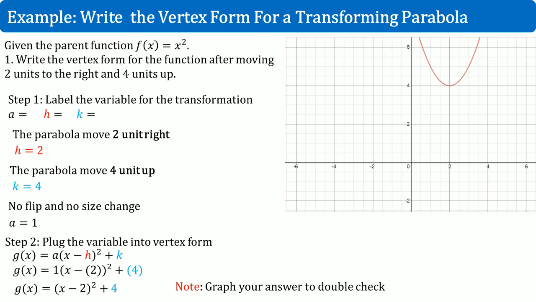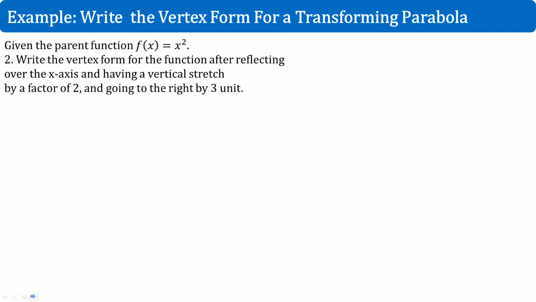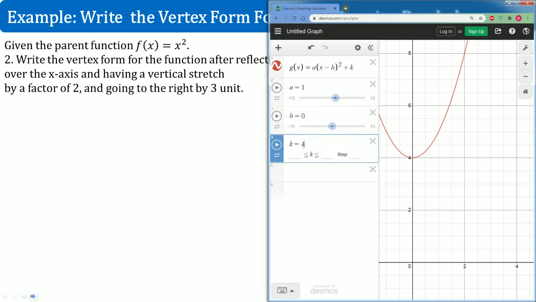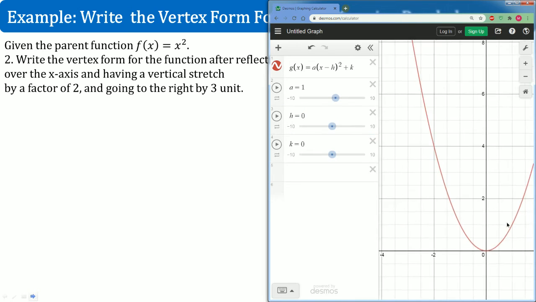And you could always graph to double check your answer. Let's do that one more time. Let's make sure we reset this to the original parent function of x squared. It says to reflect the parabola over the x-axis. So this has to be a negative 1. And it says for it to have a vertical stretch by a factor of 2.